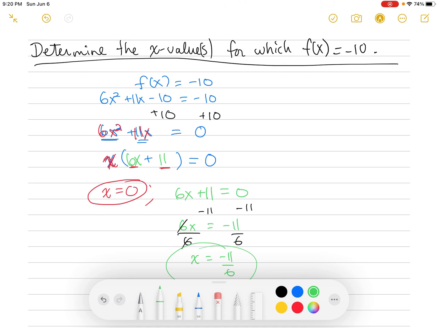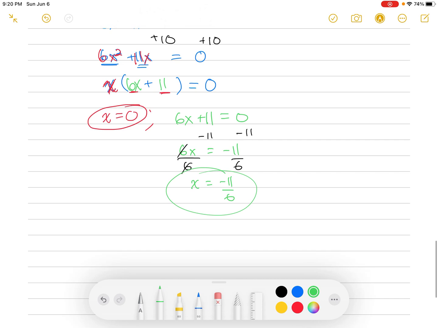So when is the y value equal to negative 10? When the x value is 0, and when the x value is negative 11 over 6. All right. So I think that's going to be it for this video.